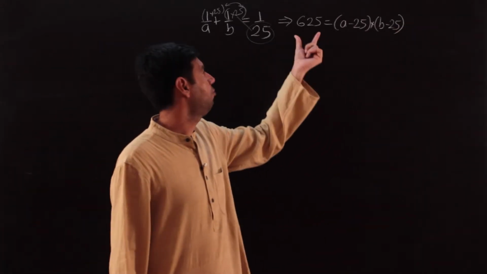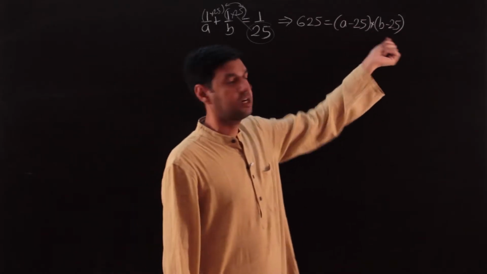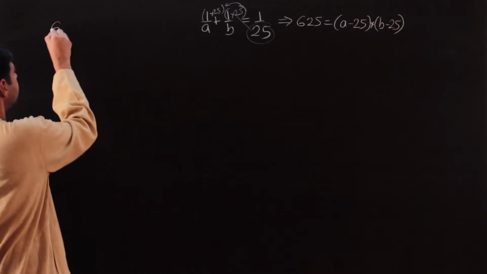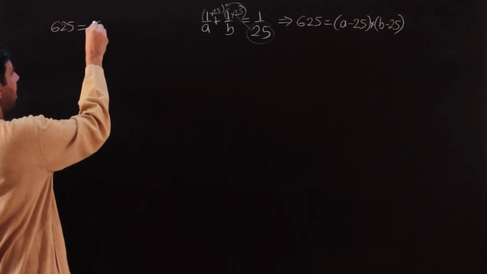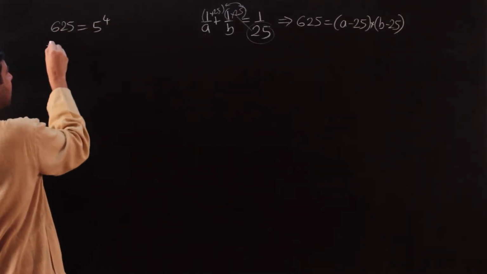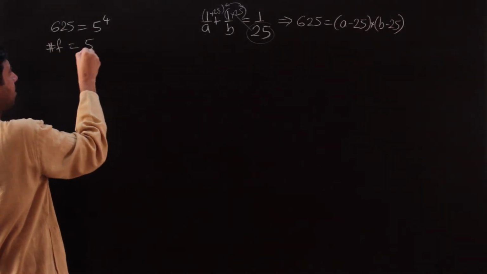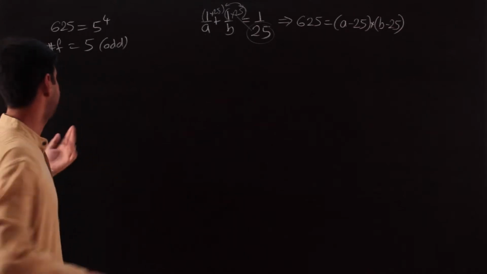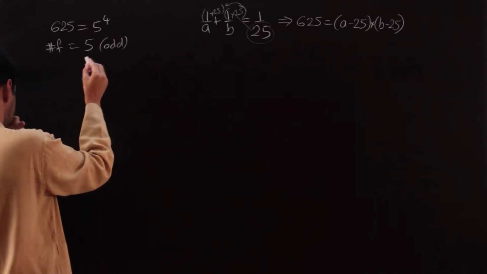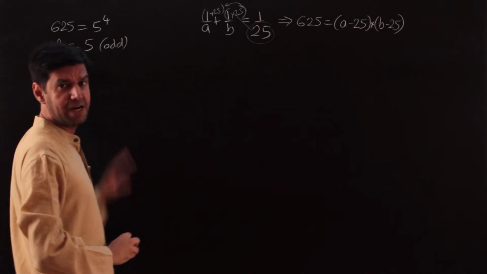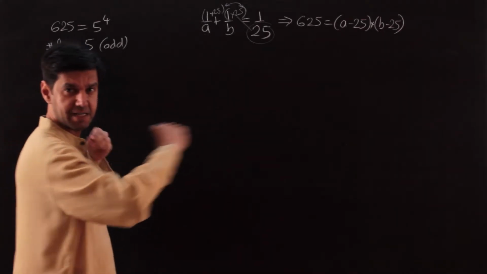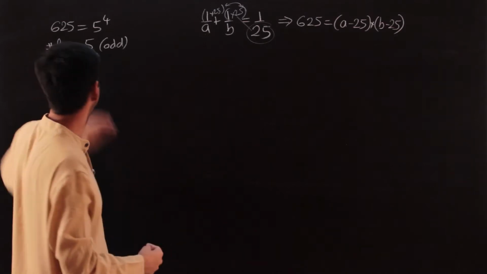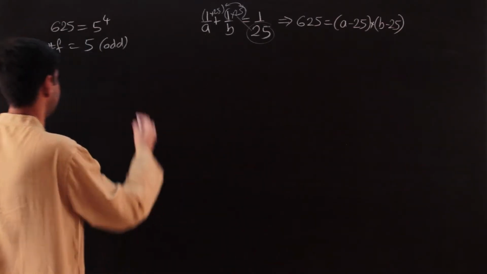And how does this help? Now we want to write 625 as a product of two numbers. So we take the number 625 and factorize it: 5 raised to 4. The number of factors is going to be 5, which is odd, because 625 is a perfect square. How does this 5 help us? Why did we find the number of factors? Remember, factors when written in ascending order become pairs of factors which multiply to 625 itself.